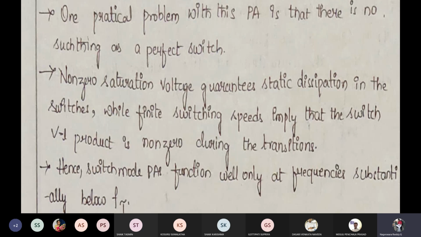One practical problem with these power amplifiers is that there is no such thing as a perfect switch. So these are not perfect switches. Non-zero saturation voltage guarantees static dissipation in the switches, while finite switching speeds imply that the switch VI product is non-zero during the transition. Actually class D amplifiers can ideally provide zero dissipation, but in practical cases there are some losses in the transistors.